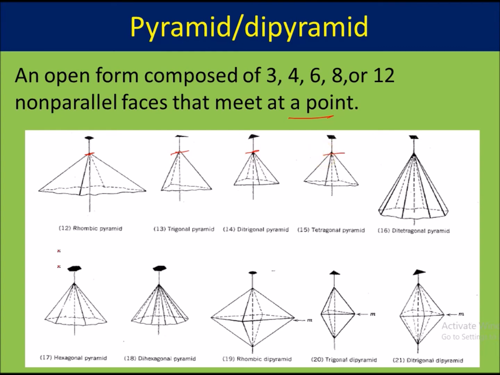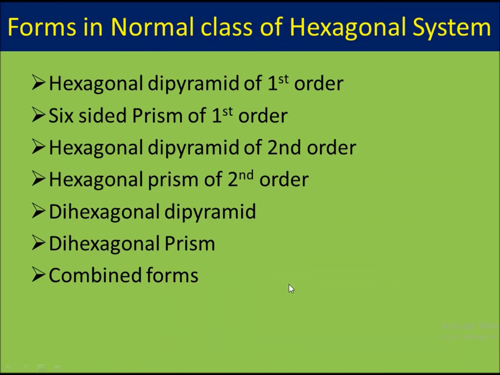And if the form is extended in the upper half and lower half, then it is known as the dipyramid. Here you can see dipyramid. We will also see the dipyramidal form in the hexagonal crystal system. Now come to the normal class of the hexagonal crystal system. You will find various forms in the normal class of the hexagonal crystal system.